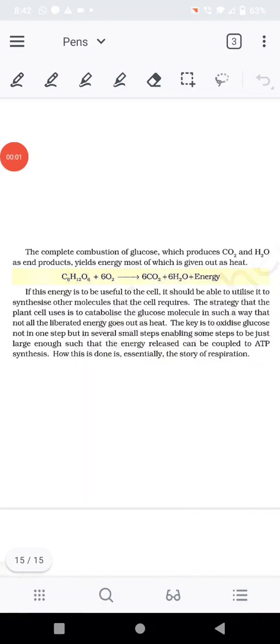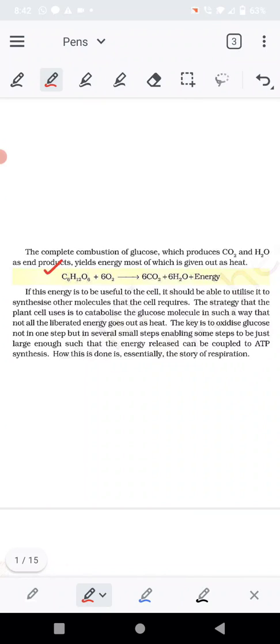Hello students, today in this module I am going to discuss respiration in plants, and we will be focusing on the topic electron transport system. So let's begin. We are studying respiration in plants, and we know that during respiration there is a combustion of glucose.